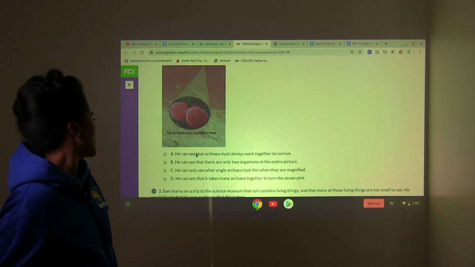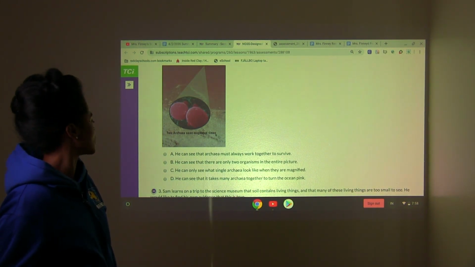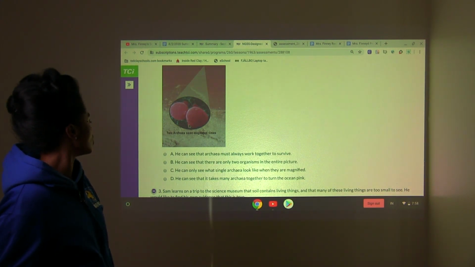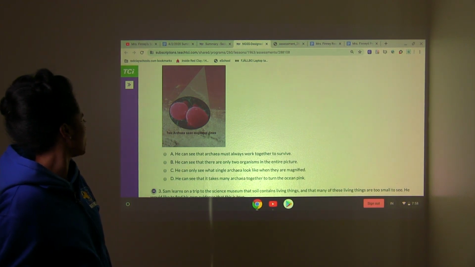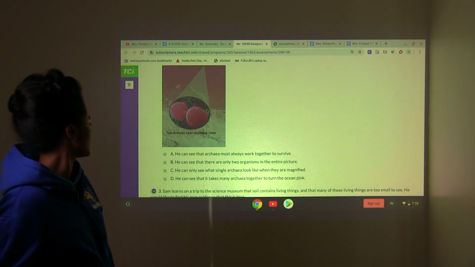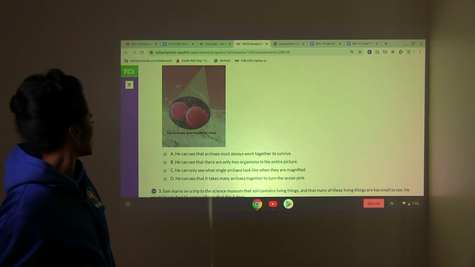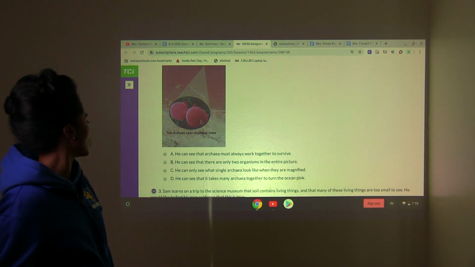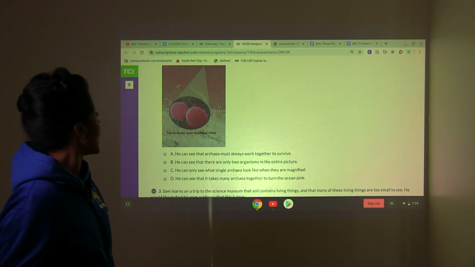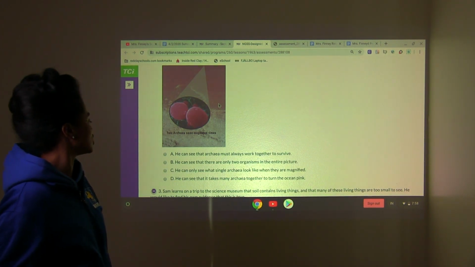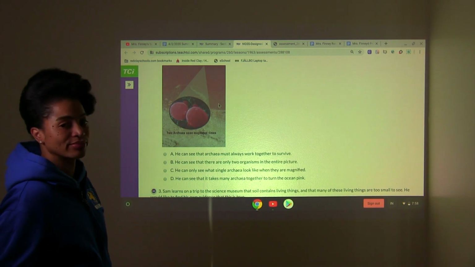A, he can see that archaea must always work together to survive. B, he can see that there are only 2 organisms in the entire picture. C, he can only see what single archaea look like when they are magnified. D, he can see that it takes many archaea together to turn the ocean pink.